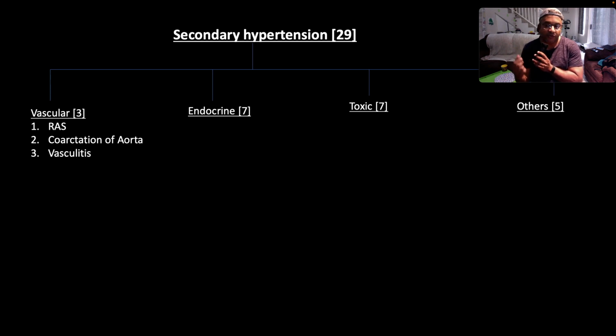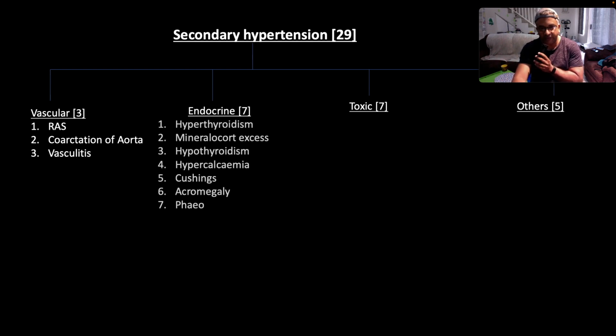So look for possible causes of secondary hypertension, especially your rheumatological conditions, systemic lupus erythematosus, rheumatoid arthritis, etc., as well as your vasculitides. You've got your large, medium, and small, right? Endocrine issues, hyperthyroidism we spoke to, mineralocorticoid excess, right? Hypothyroidism, hypercalcemia, Cushing's, acromegaly. Many of them have certain diagnostic features clinically, the so-called diagnostic facies, which one needs to be on the lookout for.